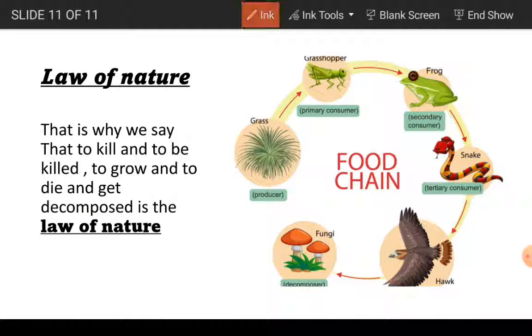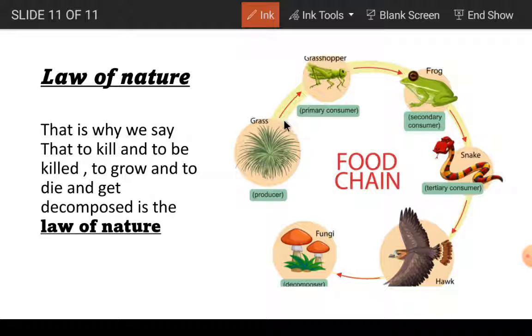Law of nature. This is a very important slide. That is why we say that to kill and to be killed, to grow and to die and get decomposed is the law of nature. It means कि कोई मरना, मतलब ग्रो होना, डिकम्पोज होना, it's the law of nature.